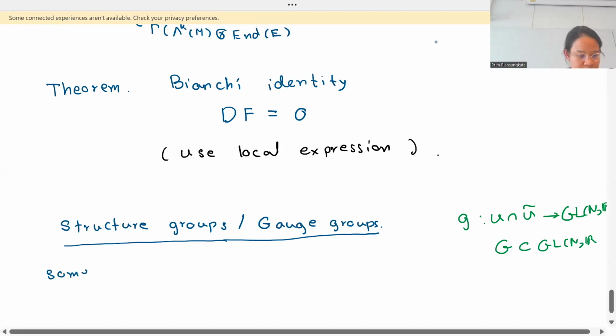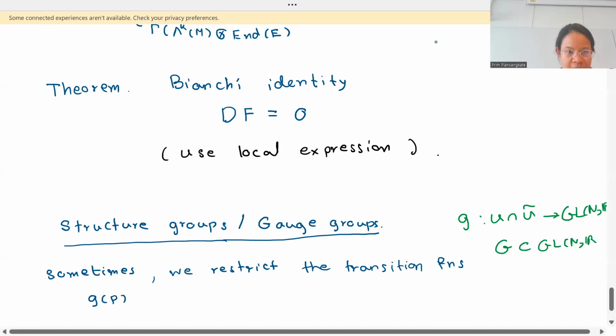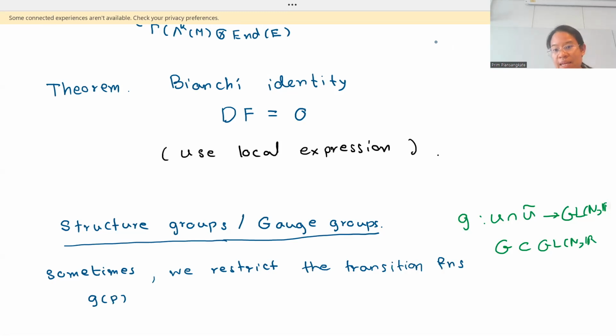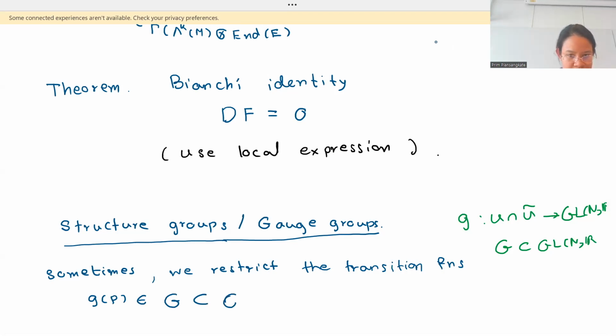Okay. So sometimes we restrict the transition functions so that it takes values. I would just say that it's a function. So when it is evaluated at a point P in its domain, it is in a subgroup of the general linear group.